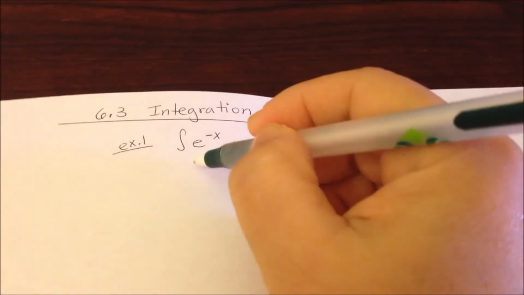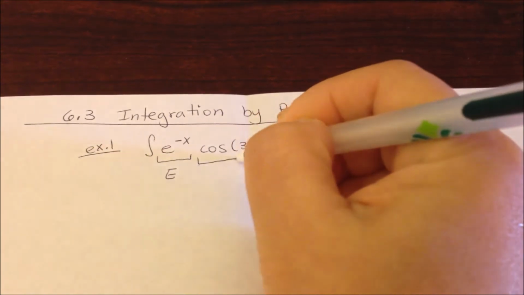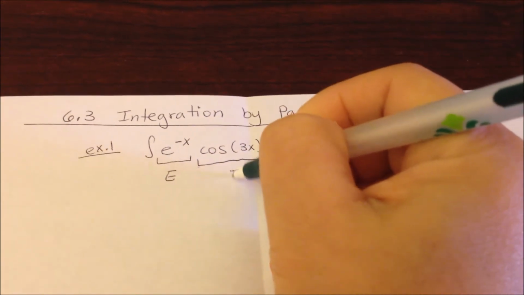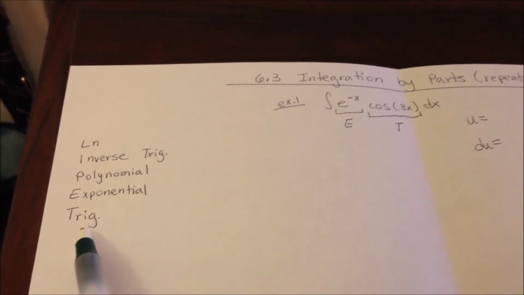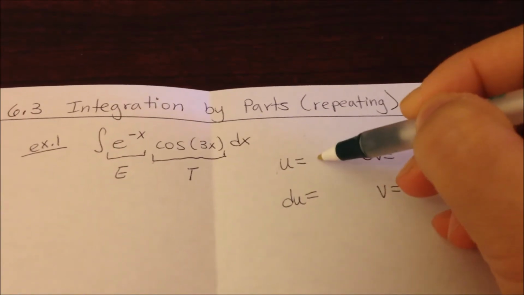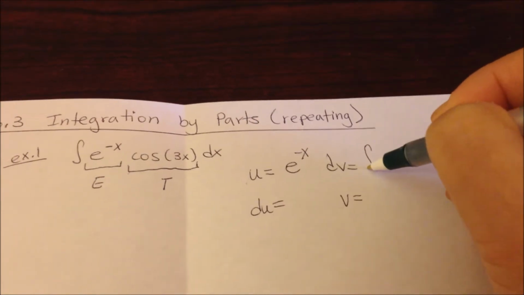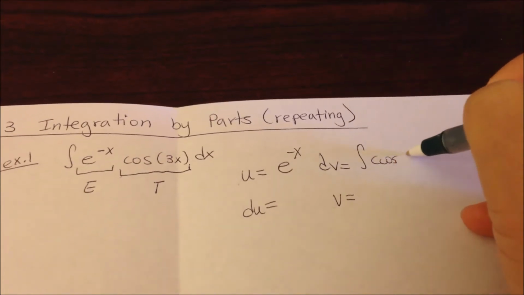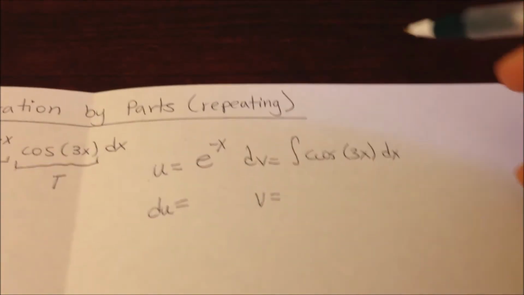Between this, which is my e, the exponential, and this, which is my trig, all of this is trig. Between the e, which is exponential, and trig, e comes before trig, so we're going to choose the e as my u. So here we have e to the negative x, and the remaining part, the integration of cosine 3x dx, is the dv.